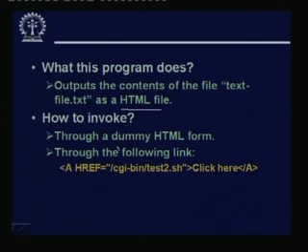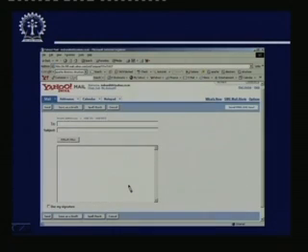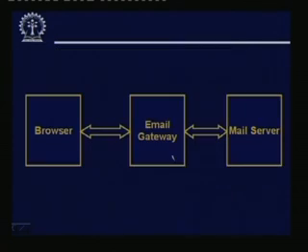So this program actually outputs the contents of the file as an HTML file. It can be invoked through a dummy HTML form or through a link like this, cgi-bin/test2.sh. Okay. So this gives you some simple idea of how you can invoke a form CGI script, and some simple examples of email gateways. I have already mentioned that some popular email gateways are there which you can use, and one such email gateway, Yahoo, looks like this. You can see that there are so many forms you need to fill up, and send means you are submitting the form. Okay. So it is just that.